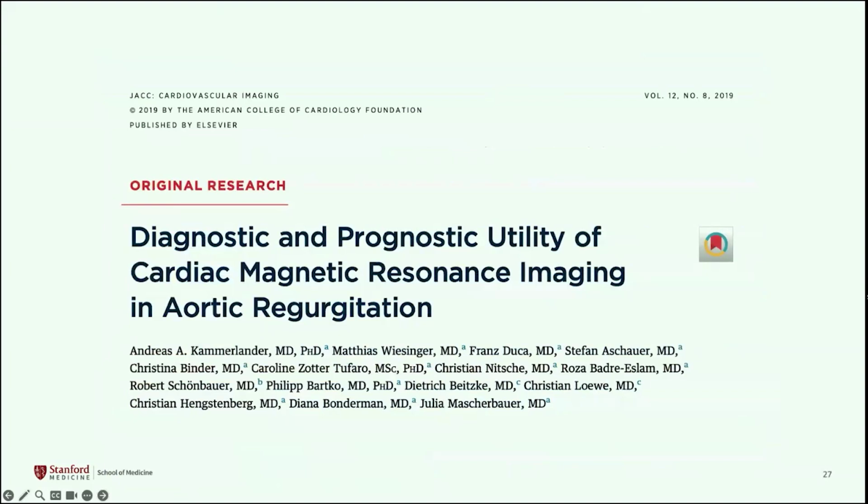This was a study of 232 patients with varying degrees of aortic regurgitation, and they all had an echo and a cardiac MRI within 1 month of each other. The mean age was 55 years old, and 35% of the patients were female. And they defined severe aortic regurgitation by holodiastolic flow reversal in the descending aorta, and looked at a composite outcome of heart failure hospitalization or cardiovascular death at a median follow-up of about 3 years.